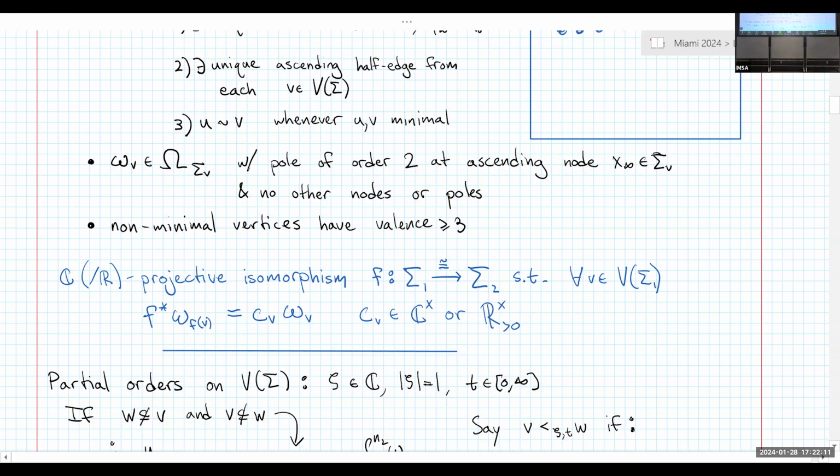What this is saying is that you're allowed to rescale the forms at every vertex, but you have to use the same scaling factor for every vertex in the same level. So c_u is equal to c_v if u is equivalent to v, and this equivalence relation means being at the same level. And also, c_v equals one on the minimal level.